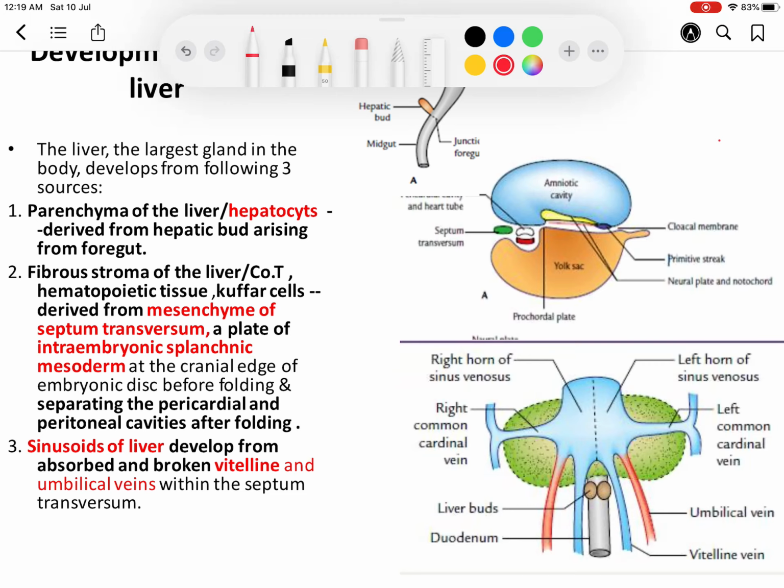The fibrous stroma of the liver or the connective tissue, Kupffer cells, and the hematopoietic tissue are all mesodermal in origin, and they arise from the splanchnopleuric mesoderm or from the mesenchyme of the septum transversum. This septum transversum is made up of splanchnopleuric intraembryonic mesoderm.